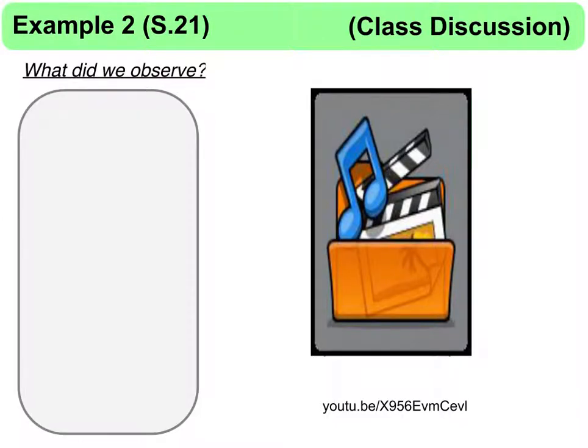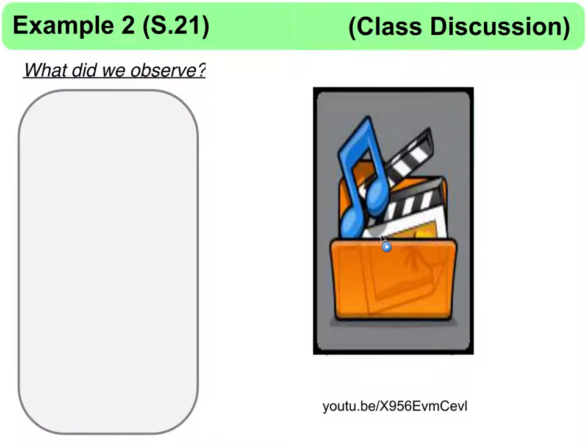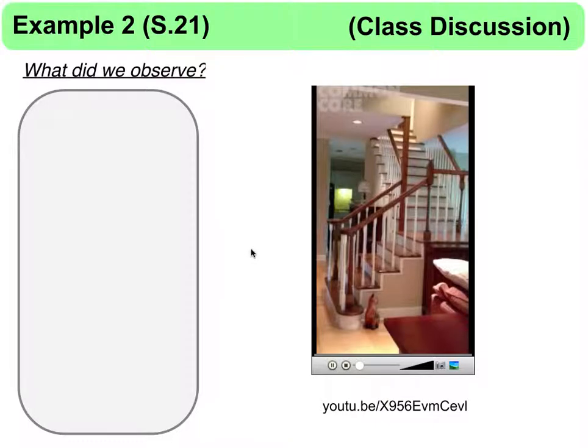In example number 2, we're going to look at another video similar to the stair video that we looked at in lesson 1. Again, this is a class discussion piece where the teacher is going to ask the students, what did we observe? What did we see happening? And the teacher may watch the video with the students multiple times to show what's going on.